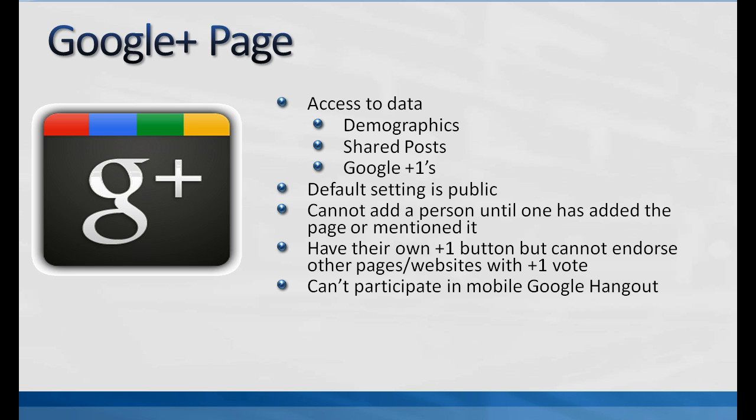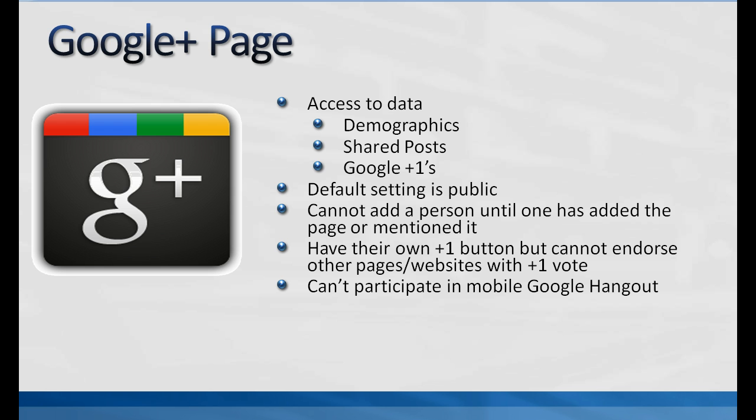Now the default setting in a Google Plus page is public, and if you notice in your profile page, you have the option in certain areas to make things public or private. Now this is the big key in the Google Plus page. If you are operating in your Google Plus page, you cannot add a person to your circle unless someone has added your page or mentioned it.